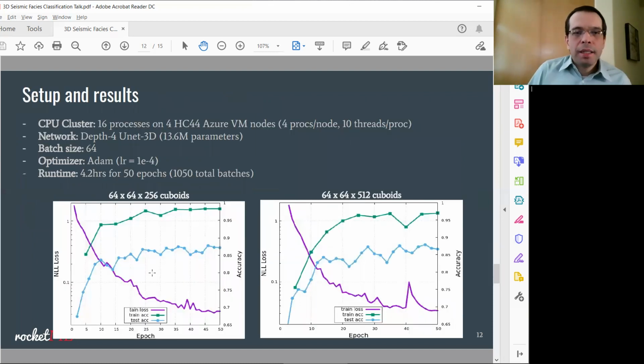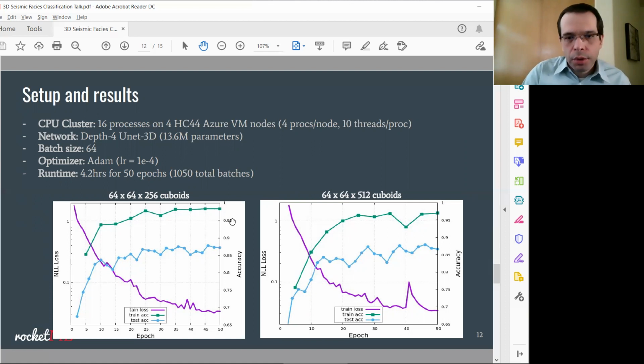So for the results, first the compute infrastructure. We ran this using Deep Fusion on 16 processes of 4 high capacity HC44 Azure VMs. So these are Azure cloud virtual machines, putting 4 processes per node for a total of 16 processes. The neural network utilized was a depth 4 UNet 3D, which has 13.6 million trainable parameters. We tried different batch sizes, and 64 seemed to work best with a learning rate of the Adam optimizer of 1e-4.